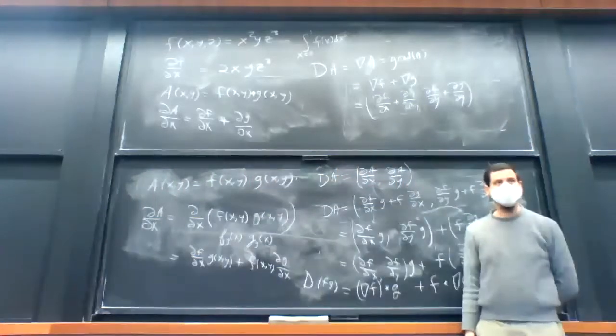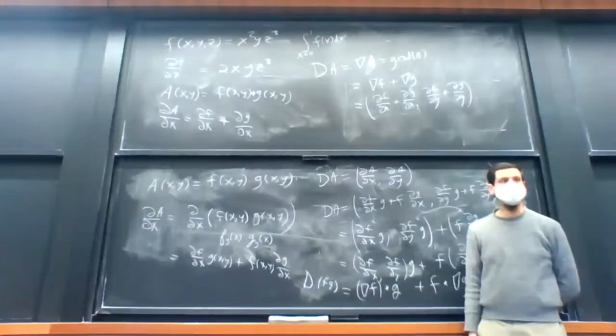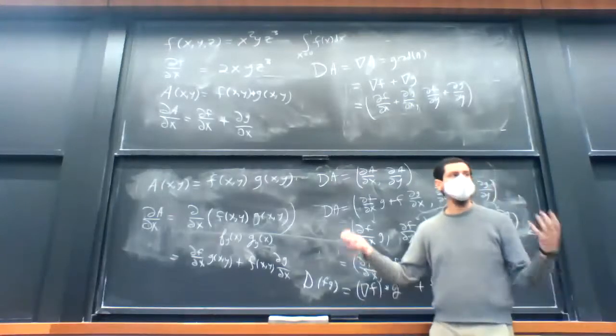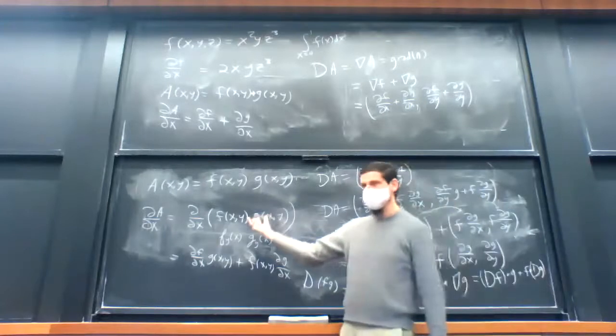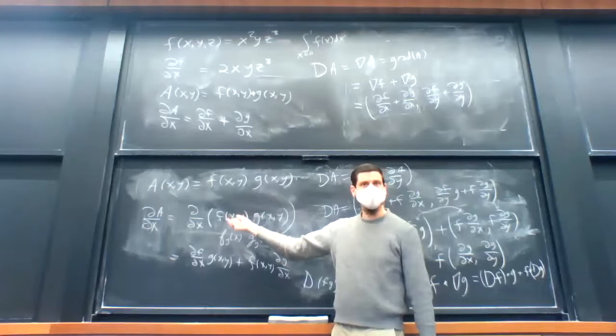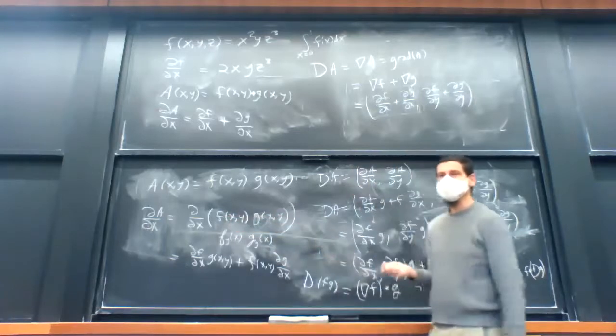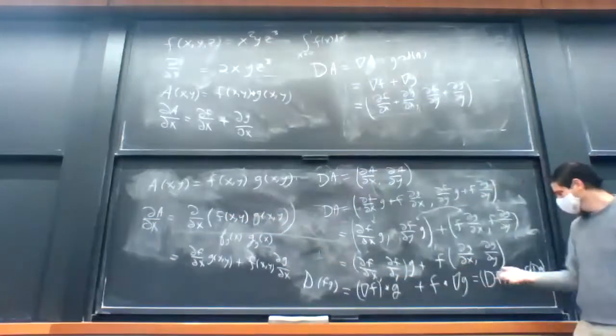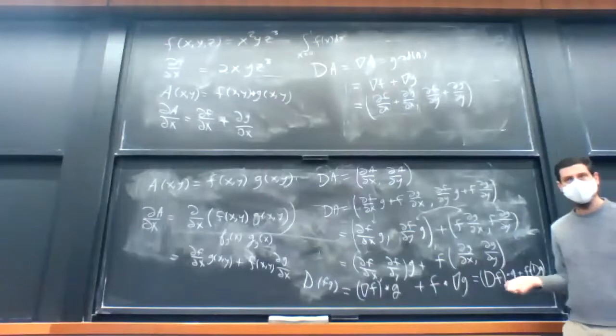One way to calculate things is to always go back to basics. Look, if I give you two functions f and g, I can multiply them out, and then I'll just take the partial derivative directly. The reason we don't necessarily want to do that is this rule makes things simpler.